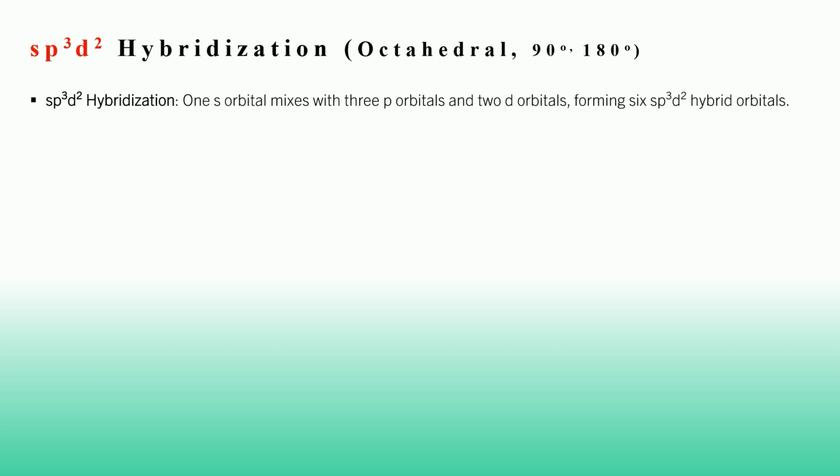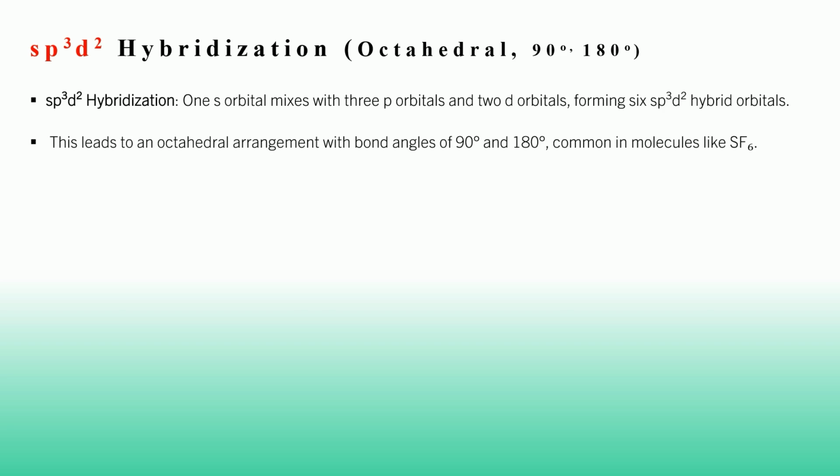Let's talk about sp3d2 hybridization. sp3d2 hybridization is octahedral geometry. There are 2 types of bond angles, 90 degrees and 180 degrees. sp3d2 hybridization means 1 s orbital mixed with 3 p orbitals and 2 d orbitals. For example, SF6.